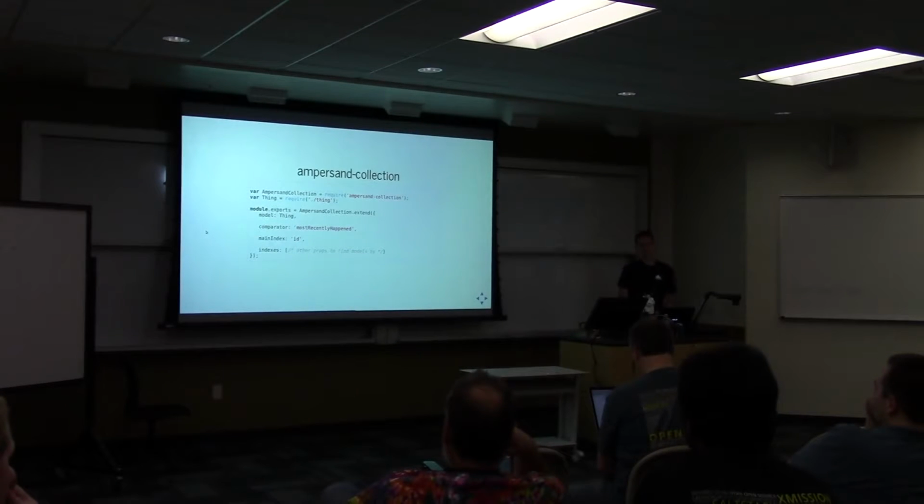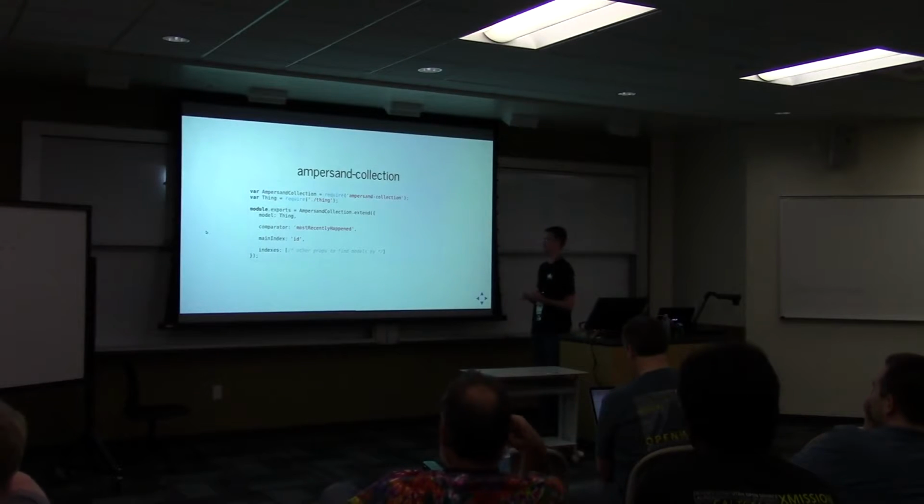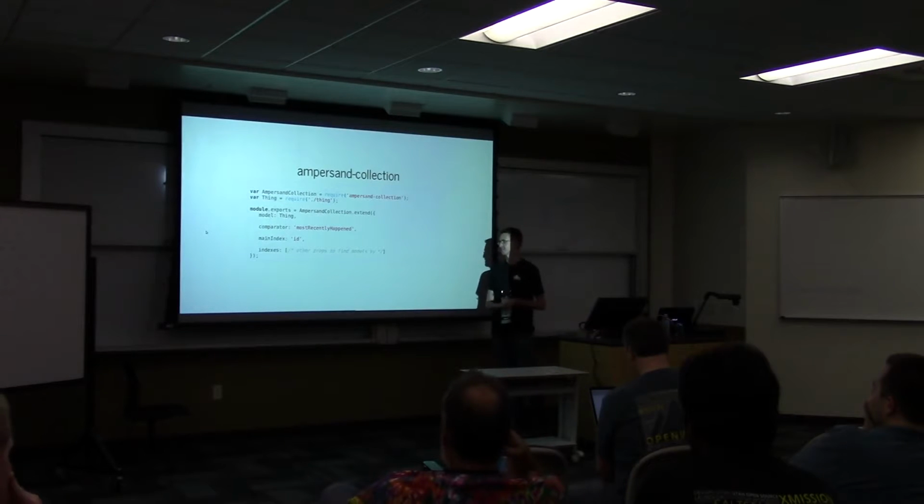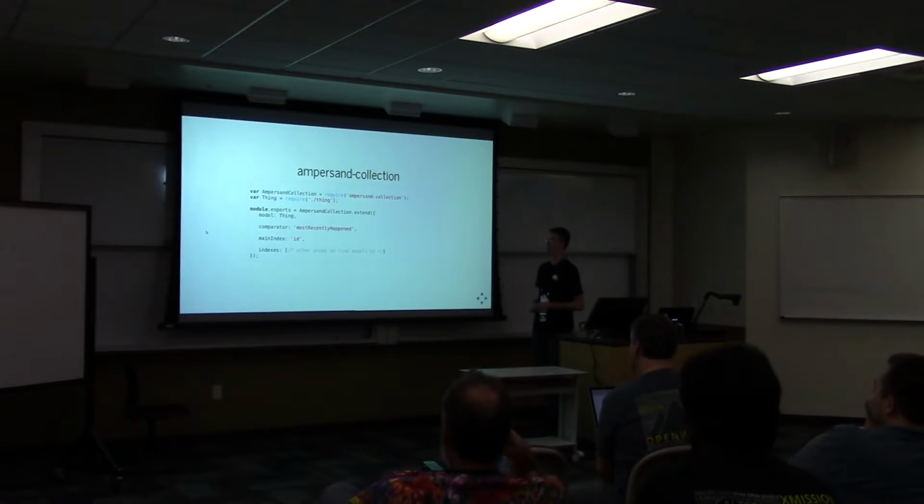Now let's show how to use it. Ampersand Collection is just that. It's a collection of objects. Typically, you use Ampersand State with it. So here we have an Ampersand Collection where you define what model it's expecting, which model can be a state. That's sort of for backwards compatibility with Backbone.